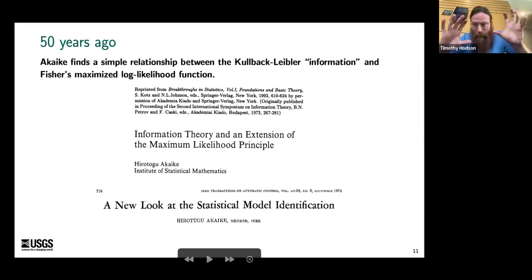The titles give you a sense: Information Theory and an Extension of the Maximum Likelihood Principle, and A New Look at Statistical Model Identification. The first paper, I think, was presented at the Second Symposium on Information Theory in 1971, published a couple of years later. He starts to formulate these ideas. And it wasn't until later in '74 that things become a little more formalized. So it's that '74 paper that people often cite.